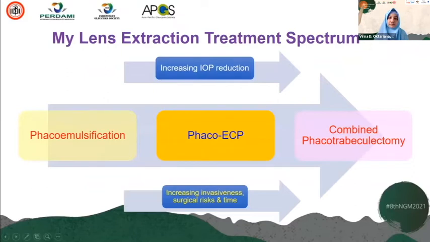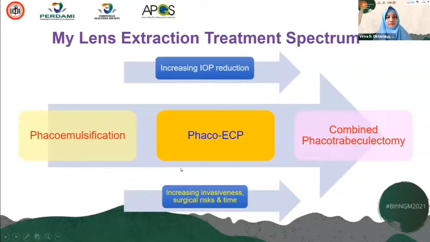Now, this is my own personal preferred lens extraction treatment spectrum. Of course, you may add on other procedures depending on patient situations or surgeon's preferences, but what I'm showing you here is my own treatment spectrum preference. So starting with phacoemulsification, if I need more intraocular pressure reduction, then the next step would be phaco combined with endoscopic cyclophotocoagulation. And after that, if I need even more IOP reduction, I'll do combined phacotrabeculectomy.